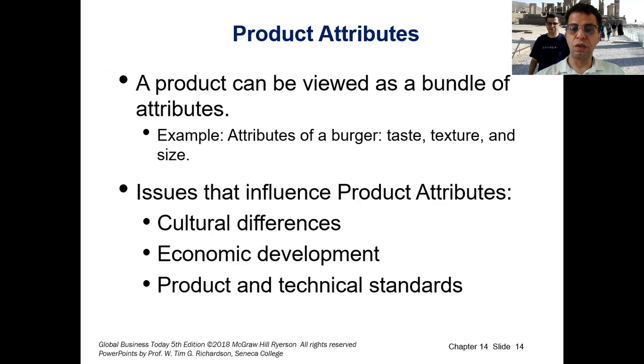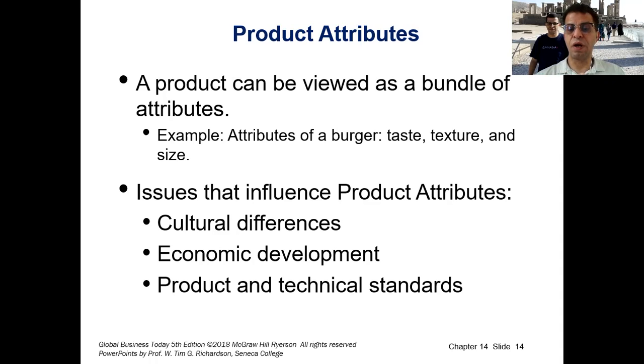But there is also a product attribute. A product can be viewed as a bundle of attributes. Attributes of a burger are like the taste of it, the texture, and the size. So these are three things that put an attribute to a certain burger. You differentiate between a Burger King and a McDonald's burger, for example, the cheeseburger.